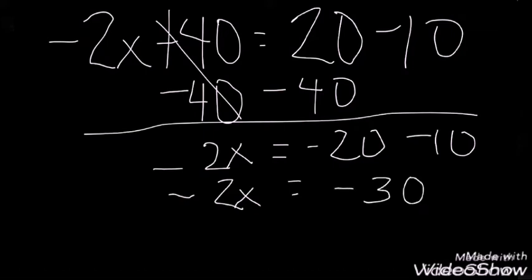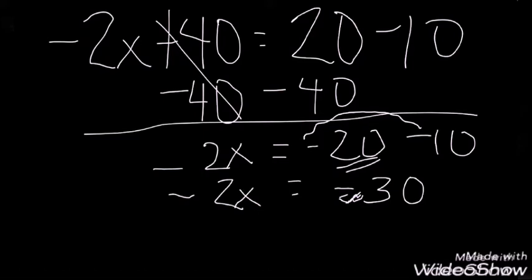How did I get that? We need to remember that if they are both negatives, the result is positive, and if the bigger number has a negative sign, we copy the sign here. So this is negative 30.